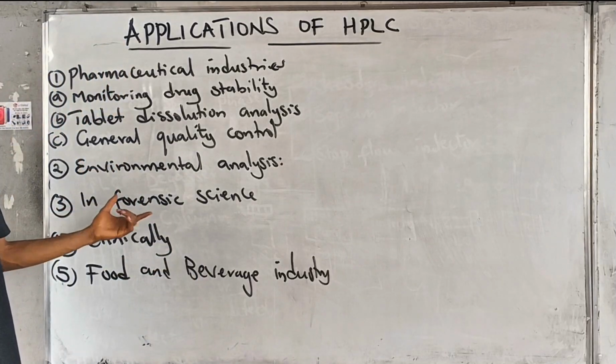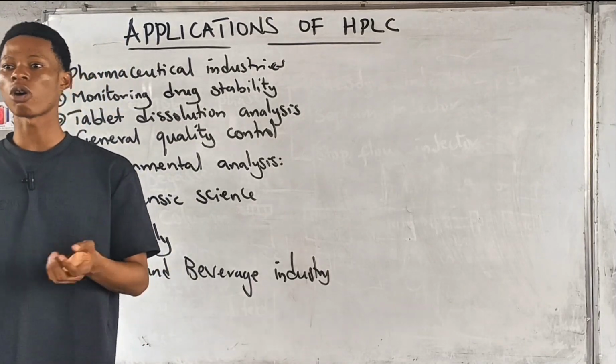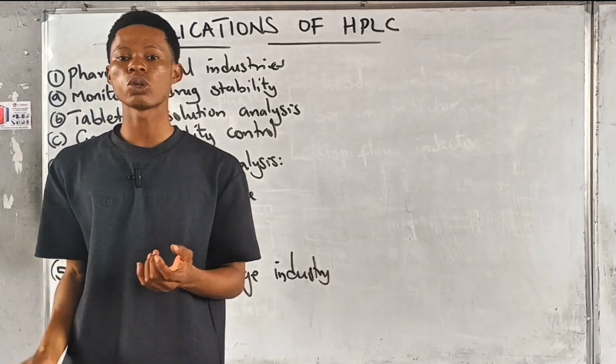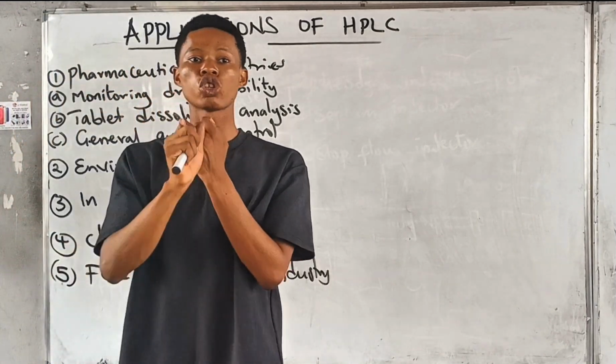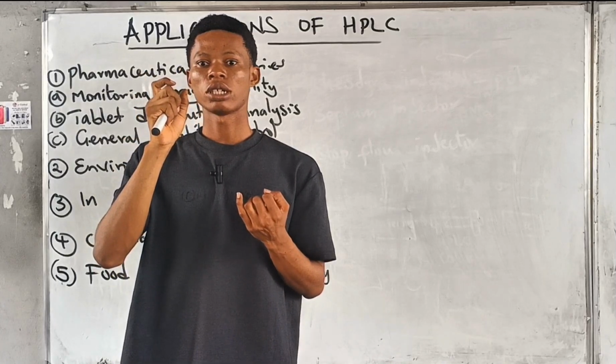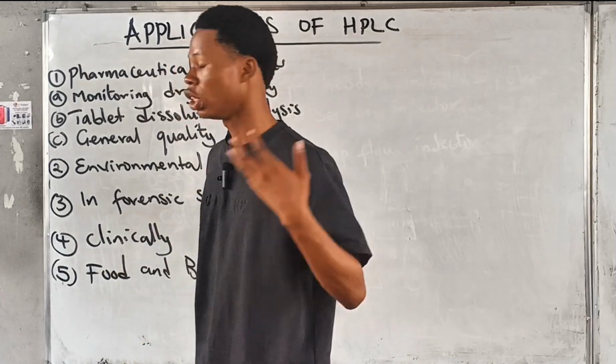Now, in forensic science, we are talking about crime detection, is it not? In forensics, you can use it to detect the presence of a particular drug. You can use it to quantify the drug, the quantity of drug in the human body.